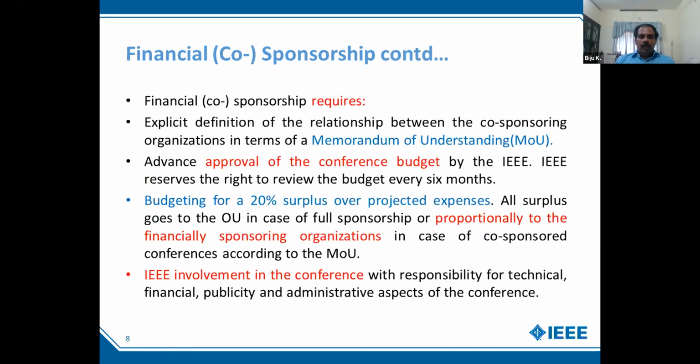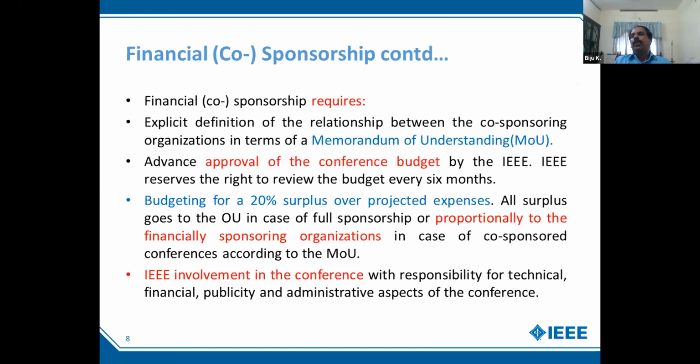Okay. So the financial co-sponsorship requires explicit definition of the relationship between the co-sponsoring organizations in terms of an MOU. And advance approval of the conference budget is required from the IEEE. So this is very important. So we have to submit the conference budget, since it is a financially co-sponsored conference, and get it approved by IEEE.